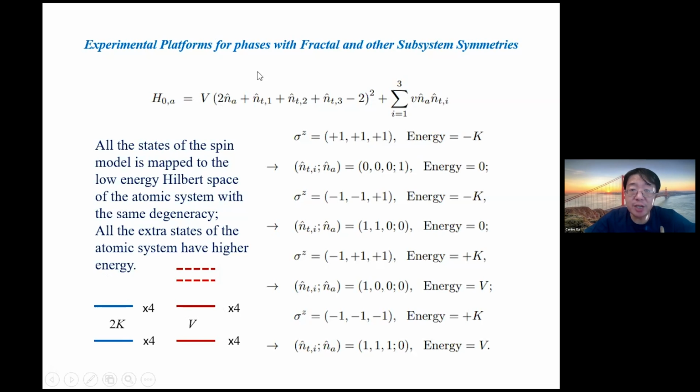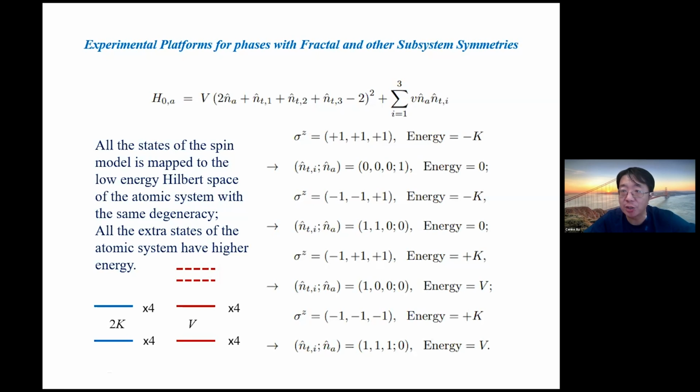Of course, the atomic model has a larger Hilbert space, which means that we enlarge the Hilbert space so we can simulate the 3-body interaction with only 2-body interaction. So there are some other states in the atomic Hilbert space, but this Hamiltonian will guarantee that all the other extra states in the atomic Hamiltonian have an even larger energy.